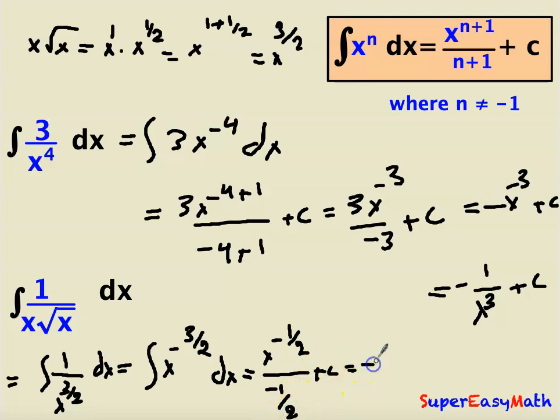This one will become minus 2, and x to power minus half plus c. So it is minus 2 divided by x to power half plus c. So minus 2 over square root of x plus c.